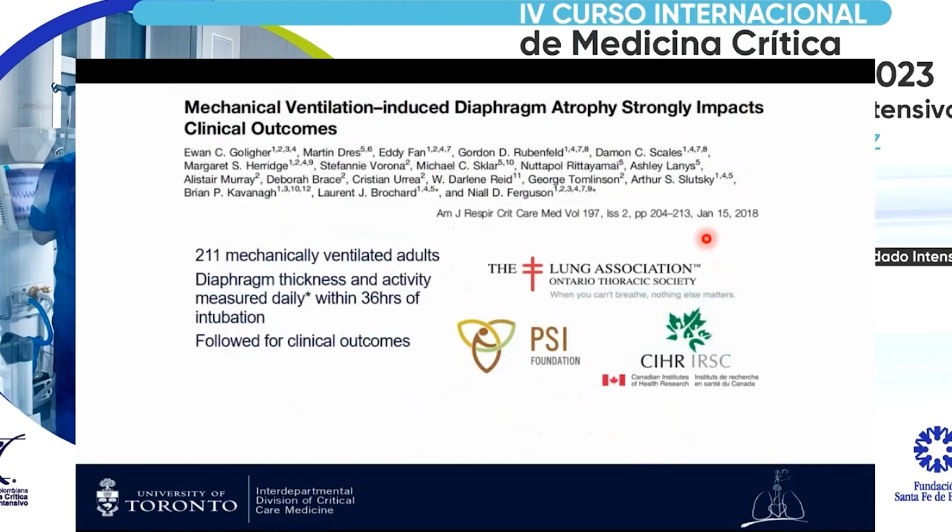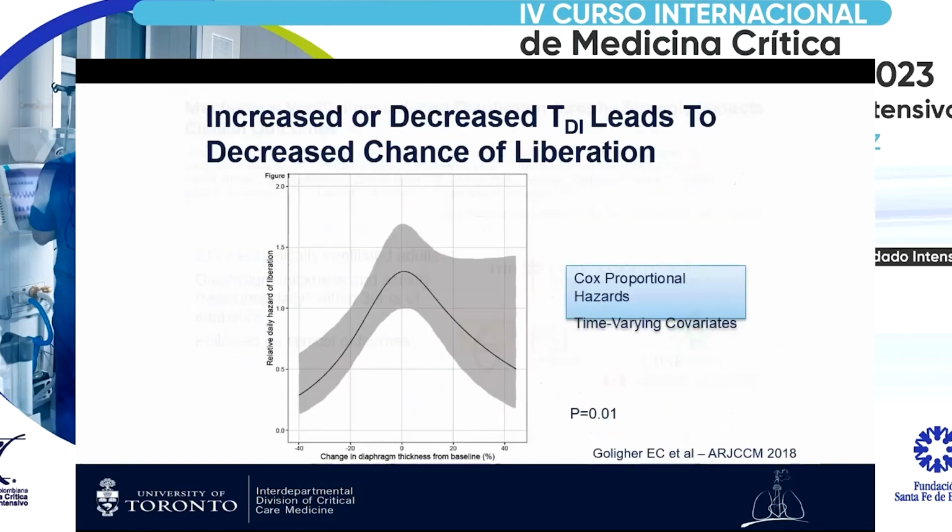So then we extended this study, recruiting more patients, following from clinical outcomes here. And again, this slide I showed the other day, this is accounting for time variant covariates, looking at the change in diaphragm thickness in baseline, and on any given day, you were most likely to be extubated if your diaphragm hadn't changed very much in either direction.